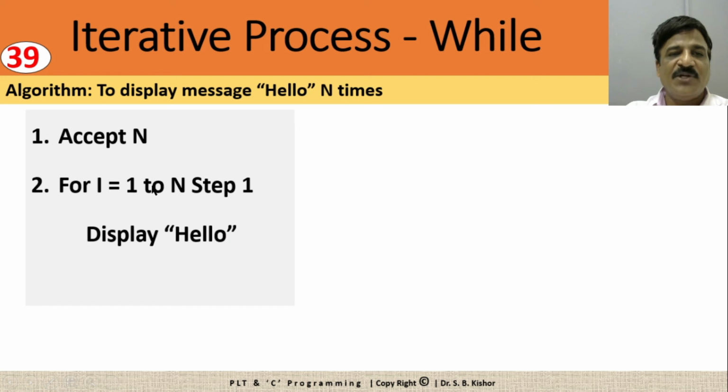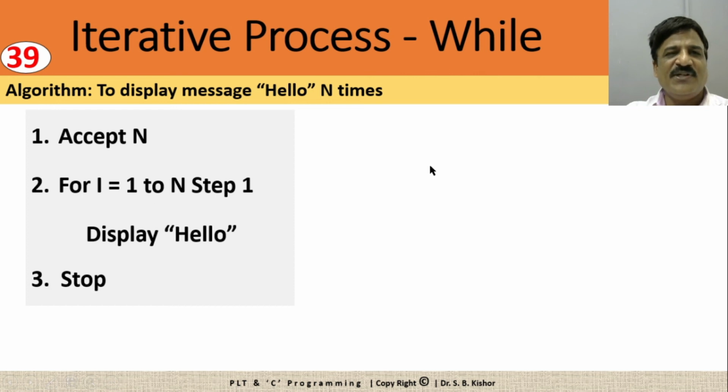Then the value of i becomes 2. 2 is less than n, that is 3? Yes, so hello for the second time. Then the value of i becomes 3. 3 is less than 3? No, it is equal, so again hello for the third time. Then the value of i becomes what? 4. 4 is less than 3? No, the condition is false, so stop.